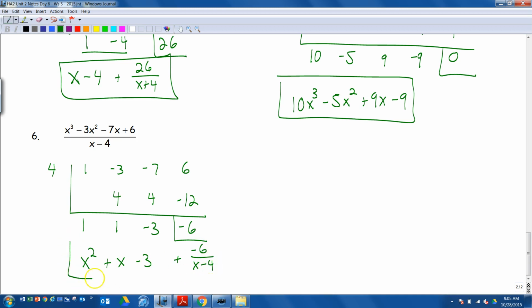Alright. And that is how you do synthetic division. Again, it has to be divided by that piece in order to do it. Just an x with a number.